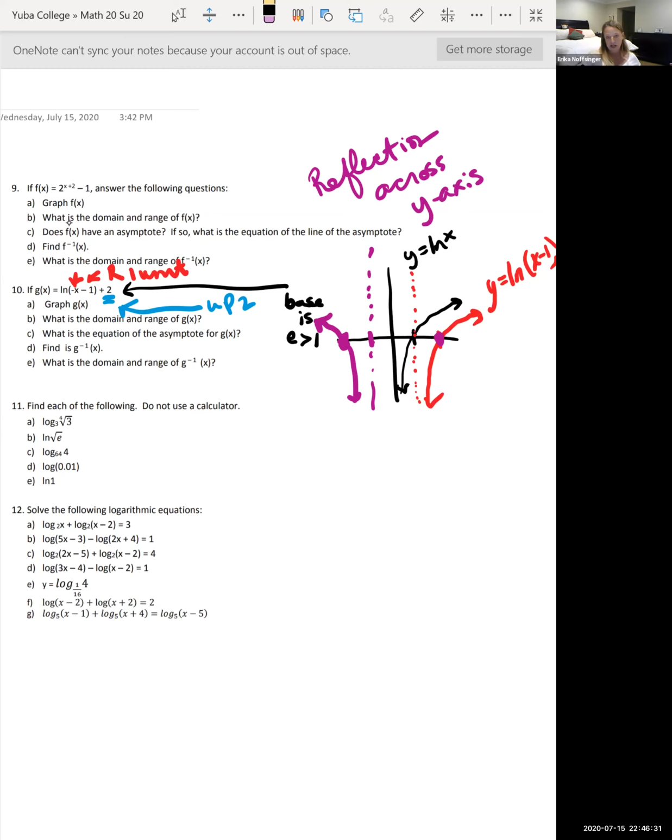So that's not going to change anything when I'm shifting up. It's not changing my vertical asymptotes. It's just going to change this point. So think of this point that was at (-2, 0). Now it's going to be at (-2, 2). So you get something that looks like this. And so that would be our g of x.